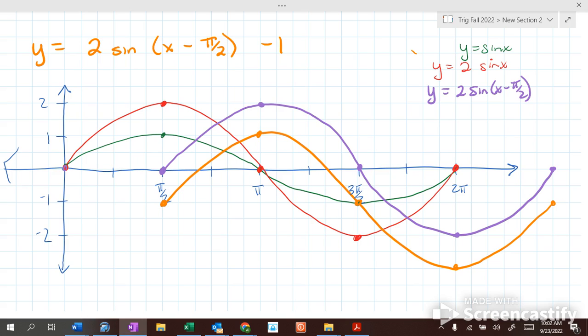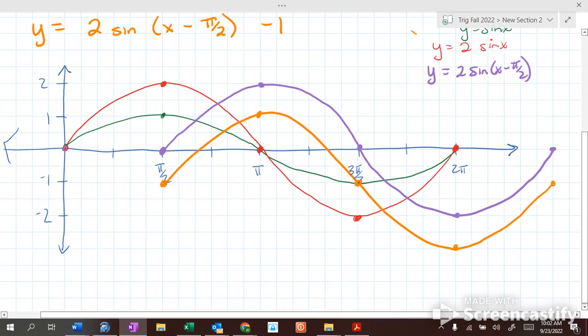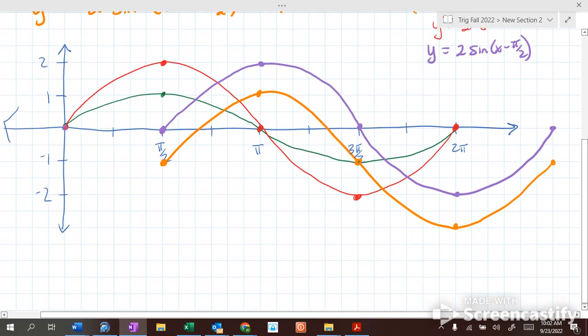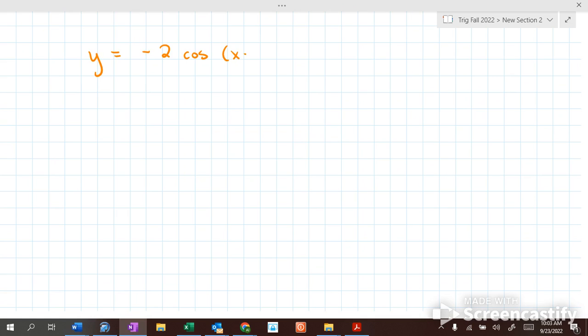Okay, we'll do one more, and then I'll let you get going on your homework already. Okay, we good? Well, even if you're not, I guess we're going on. Y equals -2 cosine of x plus pi over 3 plus 1.